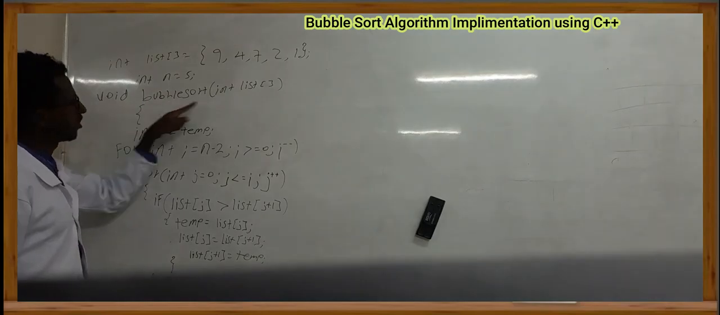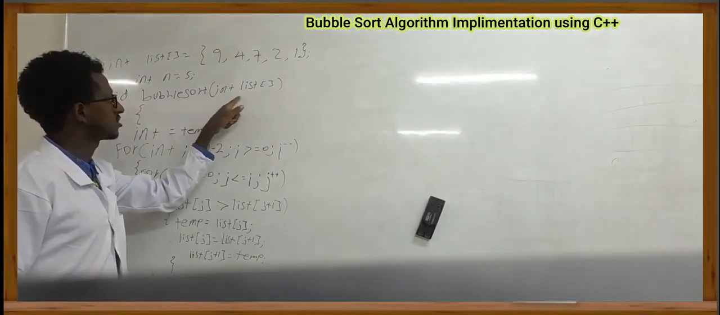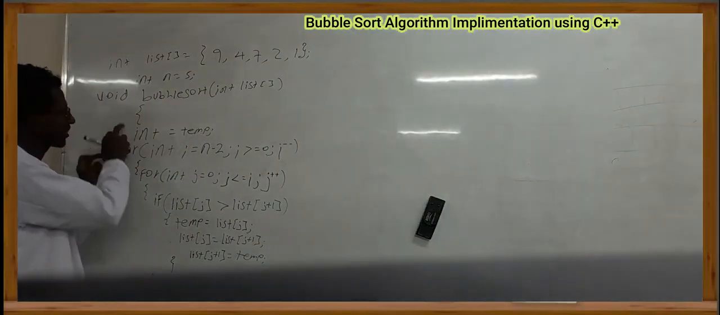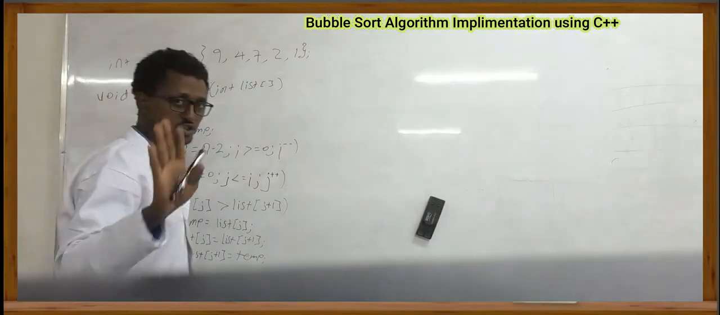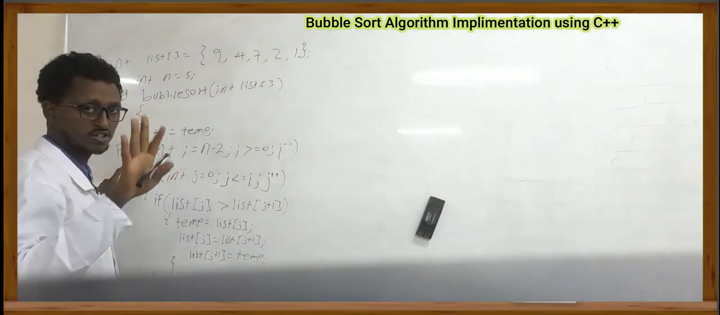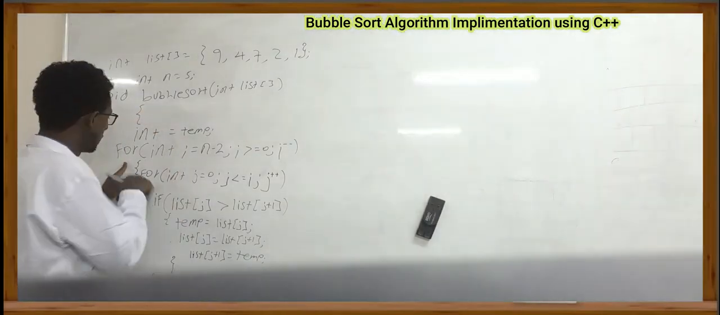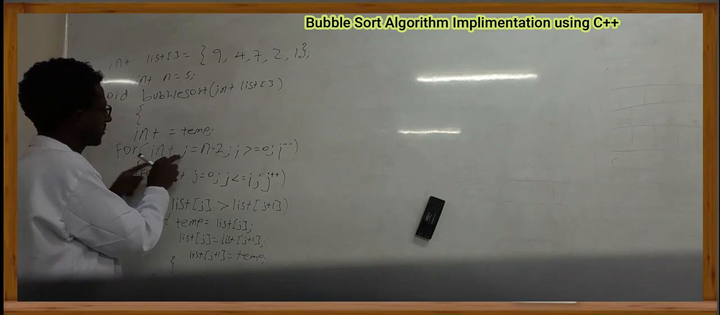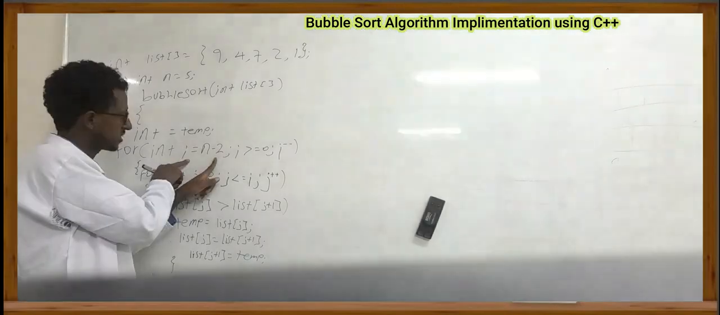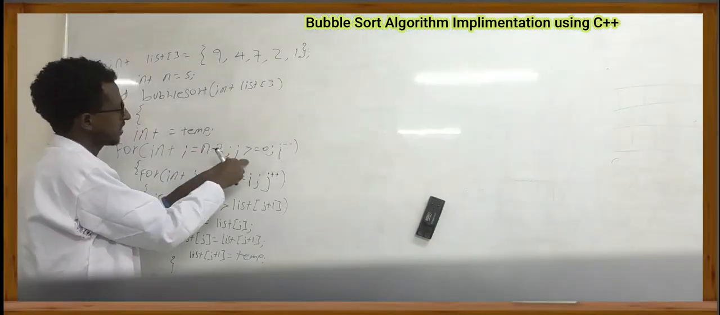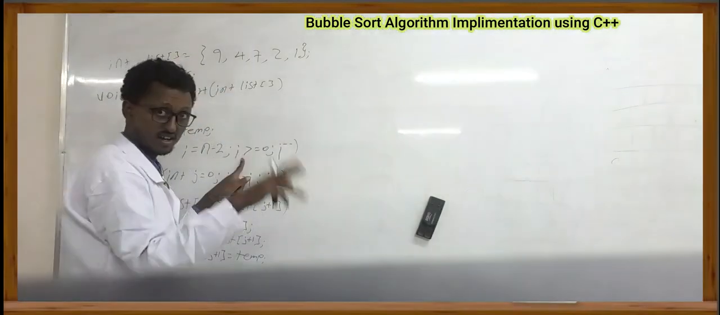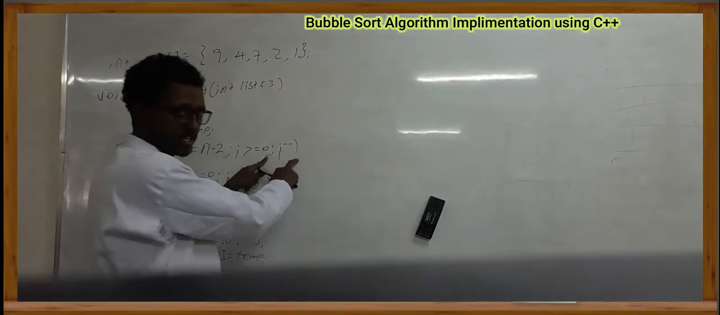And void bubbleSort with int list. We pass the array to our bubbleSort function. Then inside the function, we declare a temporary variable called temp. Next we create two nested for loops to sort the list. In the first for loop, int i equals n minus 2; n is 5, therefore i is 3, since 5 minus 2 is 3, and i greater than or equal to 0, that means from 0 up to the third index, i minus minus.